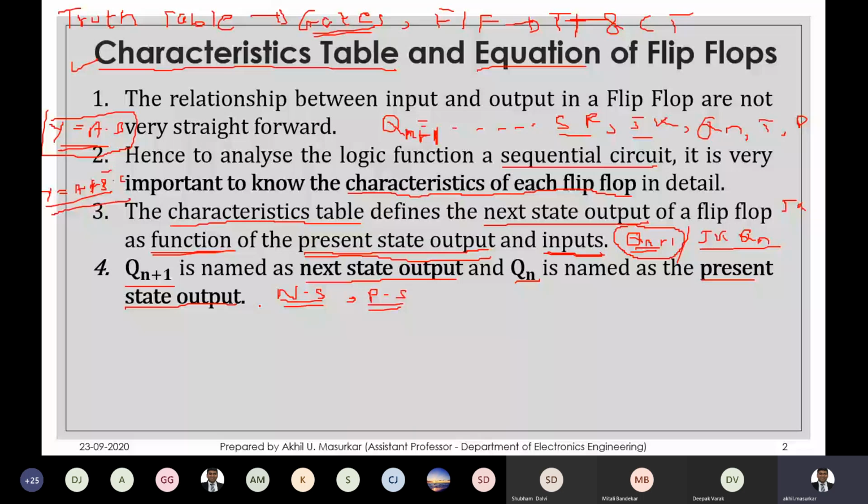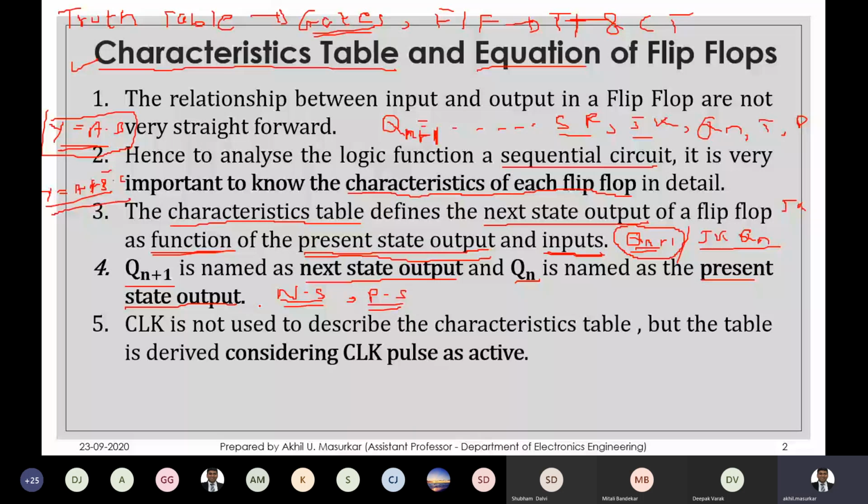Clock is not used to describe the characteristic table. Please remember, clock is also an input to the flip-flop, but it is not used to describe the characteristic table. But does it mean that it is not there? Yes, it is always there, but the table is derived considering the clock pulse is always active. So though clock is not used, we know that if clock is not there, then the flip-flop will not trigger at all. So clock is assumed to be there and it is considered to be active at all times.